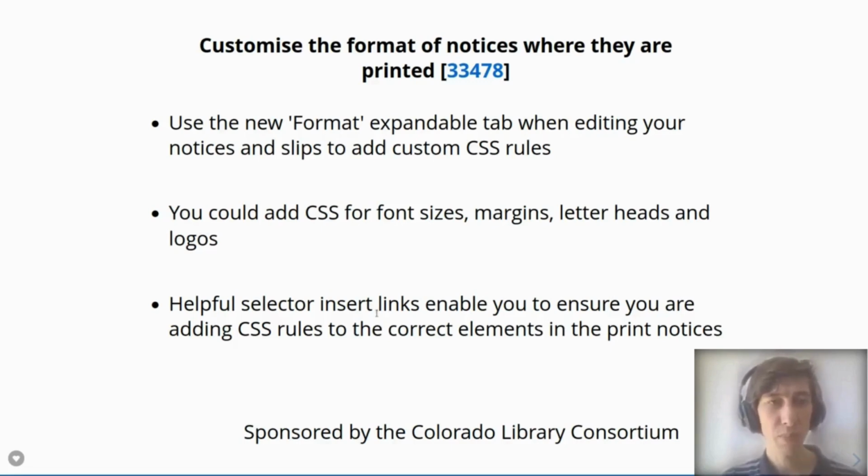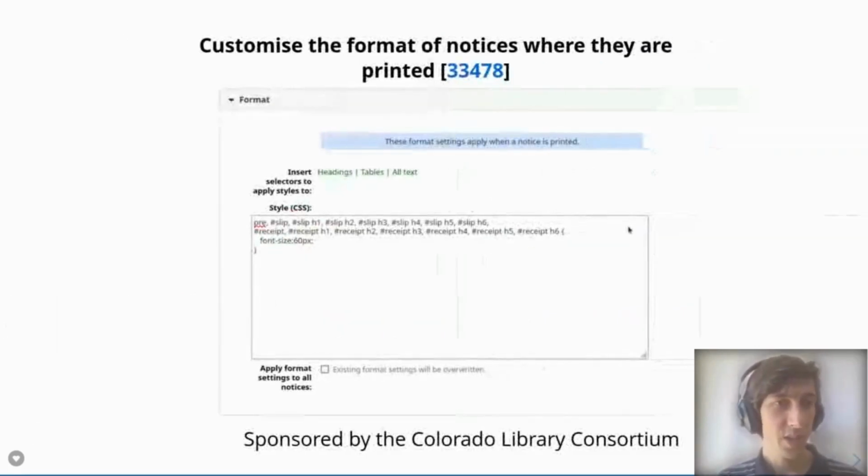You need to, with CSS, define something called a selector, which is basically the part of the page that you want to apply your theme rule to. So in this case, Koha actually helpfully suggests what selectors you might want. So we've got these 3 links up the top where you can insert selectors to apply styles. So let's say I want to set a font size just for headers within my print notice. If I click on headings, Koha will automatically load all the selectors for every heading in the notice.